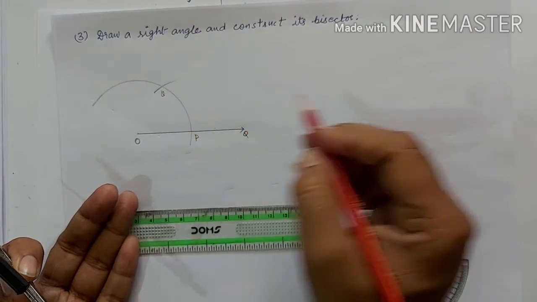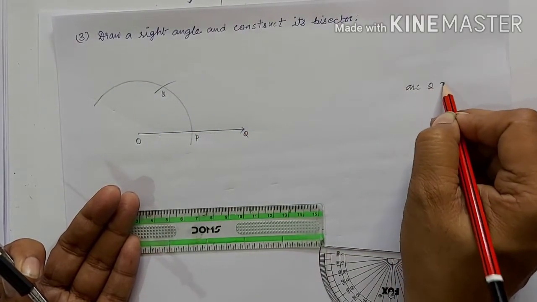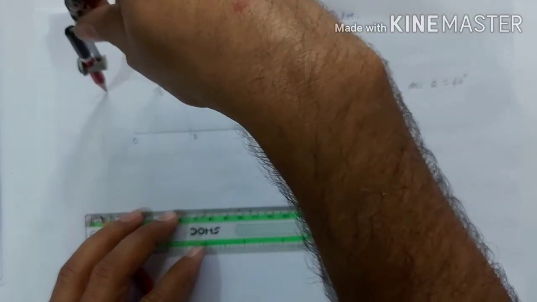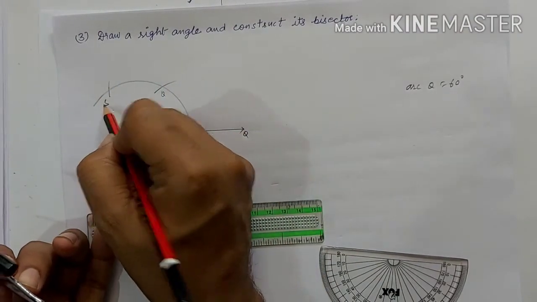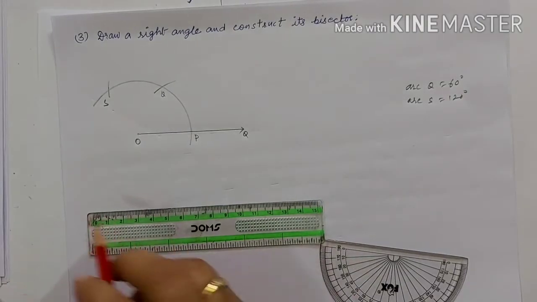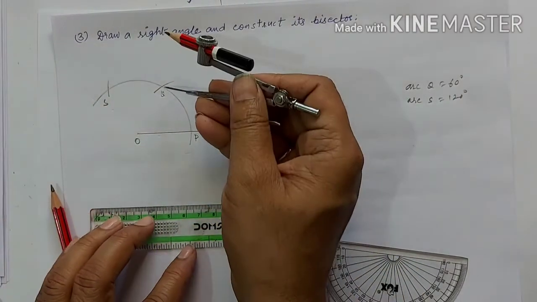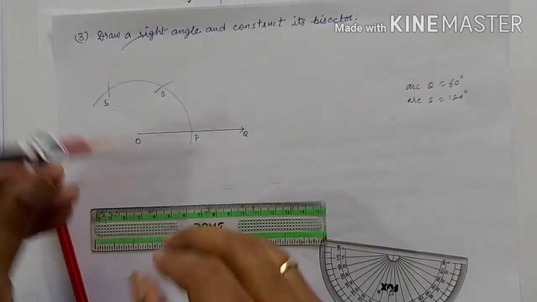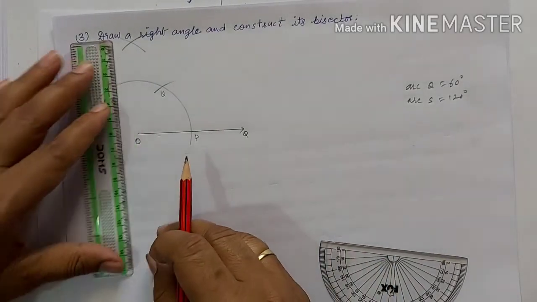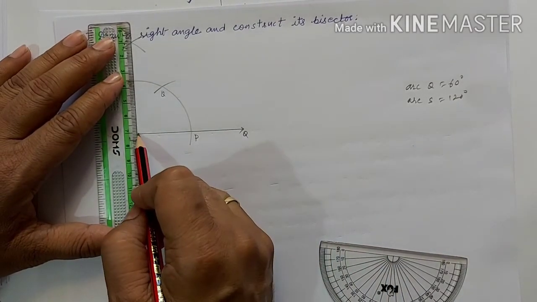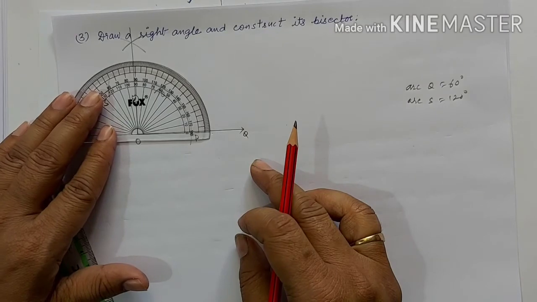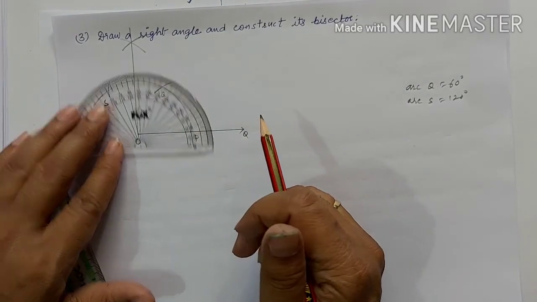The first arc, this is Q, it means arc Q is a 60 degree angle. Next, the same for S, this means the arc S is 120 degrees and intersects at the point R or S. So first will be Q and second will be S. Okay, now draw a line, the intersect point will match, and this is the angle of 90. Okay.